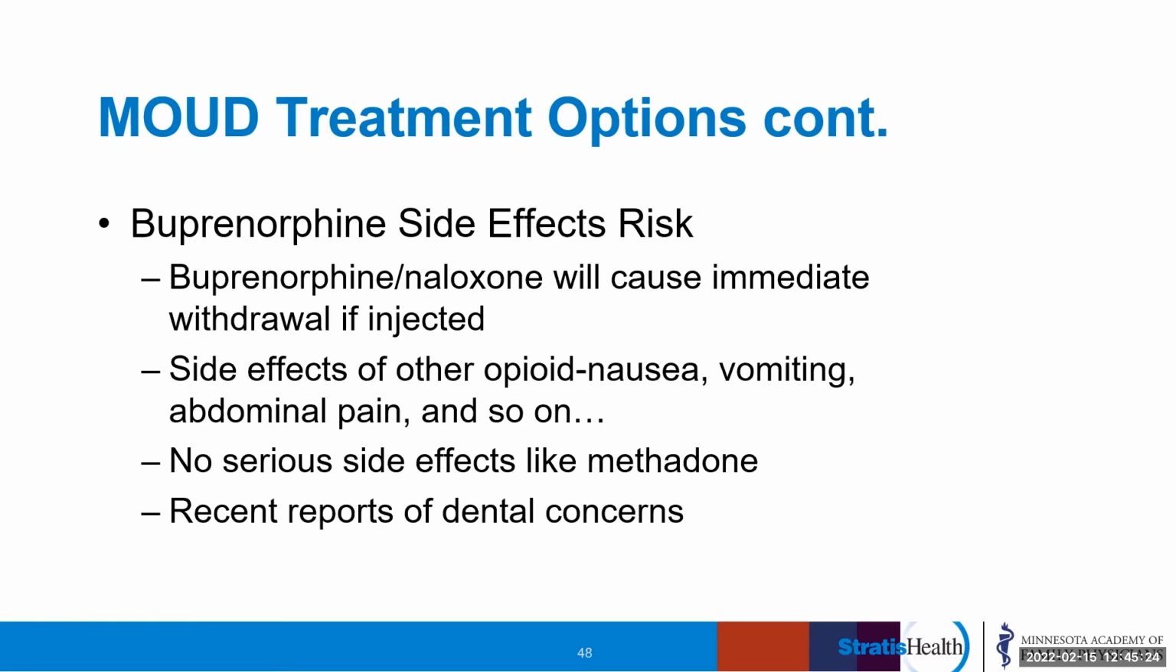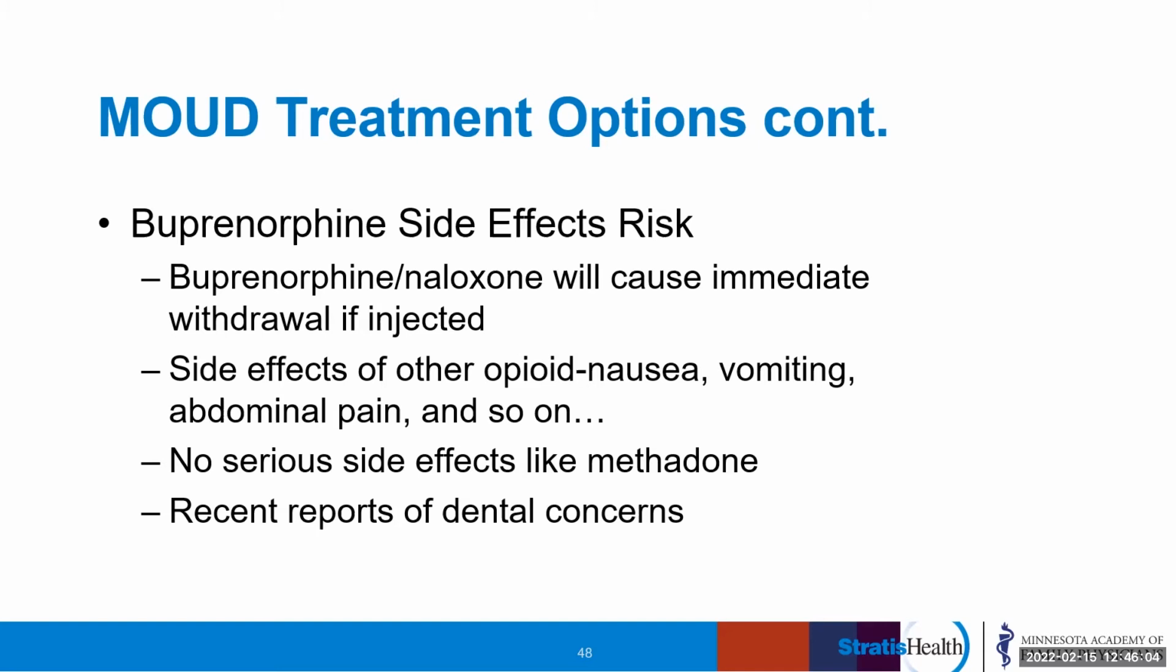So how about side effects and risk? Well, you don't want to inject this. I've talked to a patient who injected it, and it did not go well. The patient had been taking some opioids on the street, thought she'd get a little better effect from injecting it, didn't realize it had naloxone in it, thought she had Subutex, and she went into immediate withdrawal and was in the hospital for a couple of days. So remember that the naloxone is in there so that it can't be injected. Orally, it is broken down very quickly as it goes down the GI tract, so the naloxone does not work when you're taking this orally.